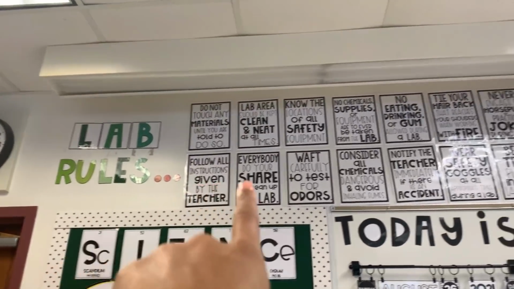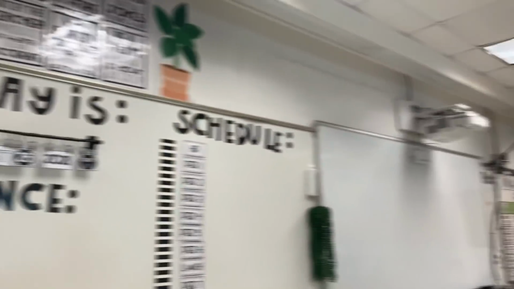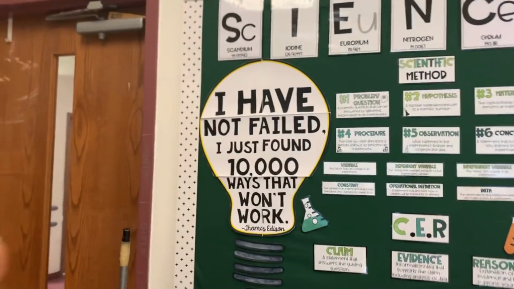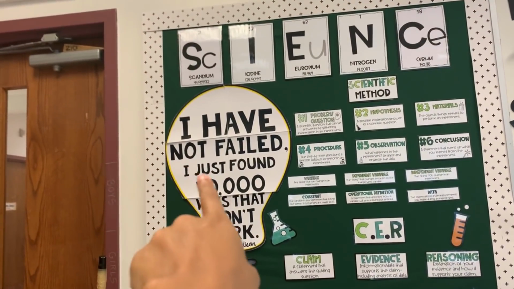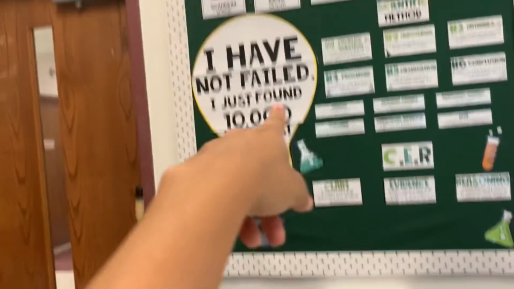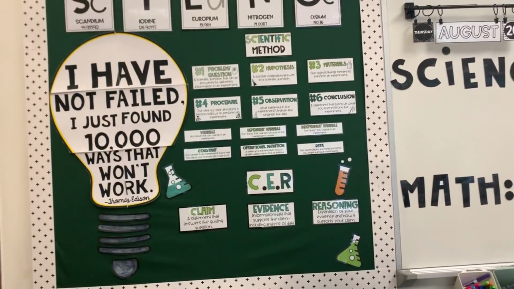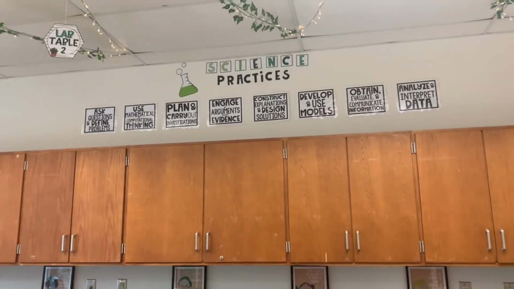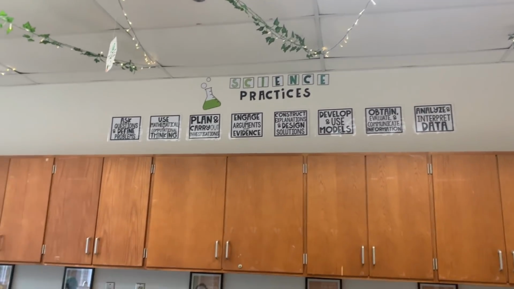I put up my lab rules here, just some lab rules, and a little plant. There's also a hanging plant on my whiteboard from Primark. This was the major piece I said was going on my science bulletin board: "I have not failed, I've just found 1,000 ways that won't work." Love this. Got it on Teachers Pay Teachers. I put that up, then put the rest of my science bulletin board up. I put up science practices right here, so you can see some science practices, things that scientists do.